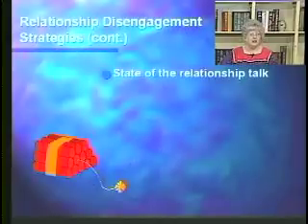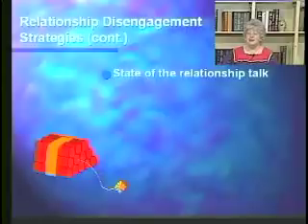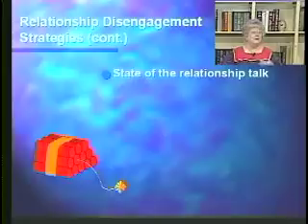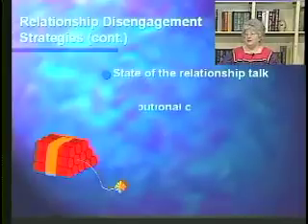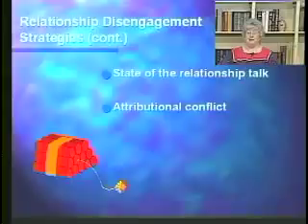Okay, the state of the relationship talk is sometimes it's the boss calling the employee in, saying, I think we need to talk. Sometimes it's the engaged couple. One is saying to the other, okay, we've been engaged for 7 years now. Are we getting married or not? Whatever it is, that's a state of the relationship evaluation and discussion. Attributional conflict. You pick a fight and blame it on the other person.